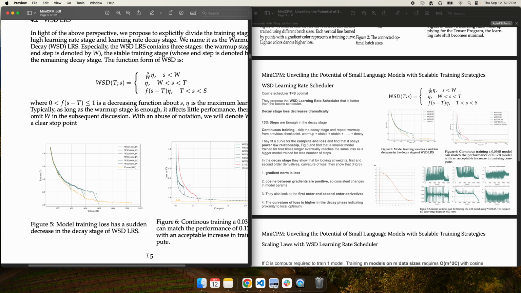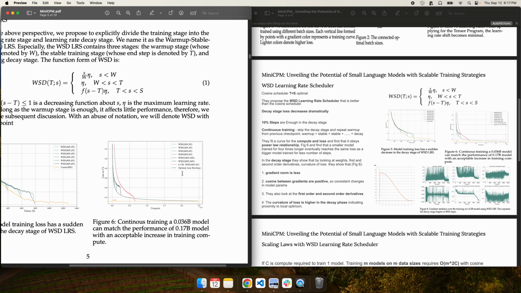So that's figure 6 here, and they basically have one curve. The red curve is for a bigger model, which has 0.17 billion parameters, and then you have the other curves for a smaller model, which has 36 million parameters. And then you look at the final losses.